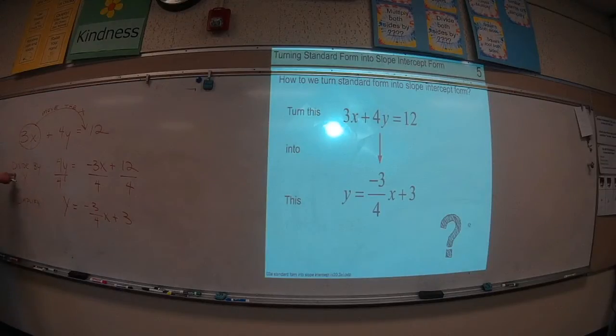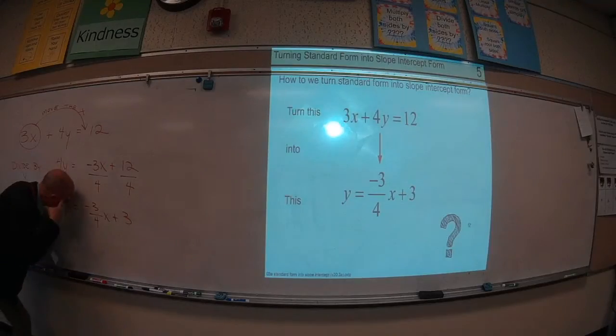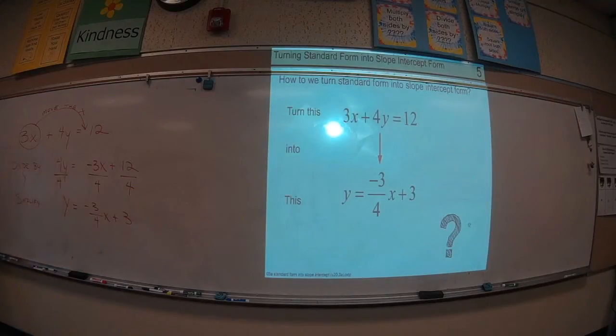Move the x, divide by the y, then you have to simplify. Slope intercept you will spy. So move the x, divide by the y.